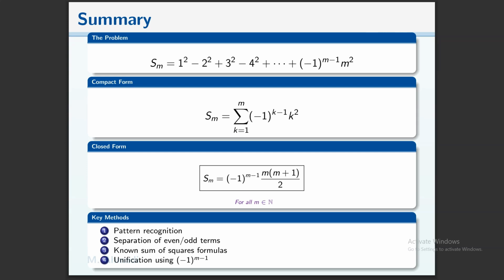The different steps to prove the problem we have used: pattern recognition, separation of even and odd terms, known sum of squares formulas, and unification using the (minus 1) to the power of (m minus 1).